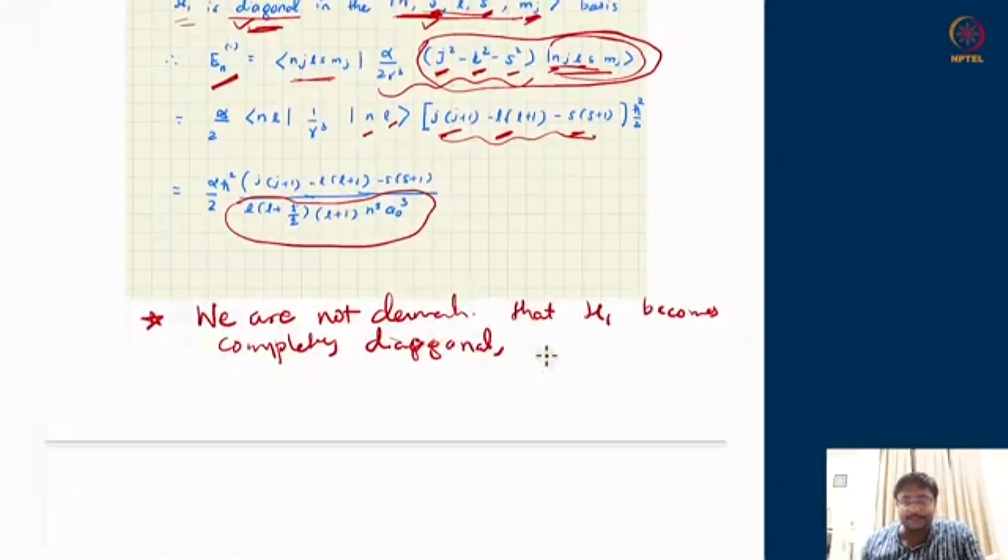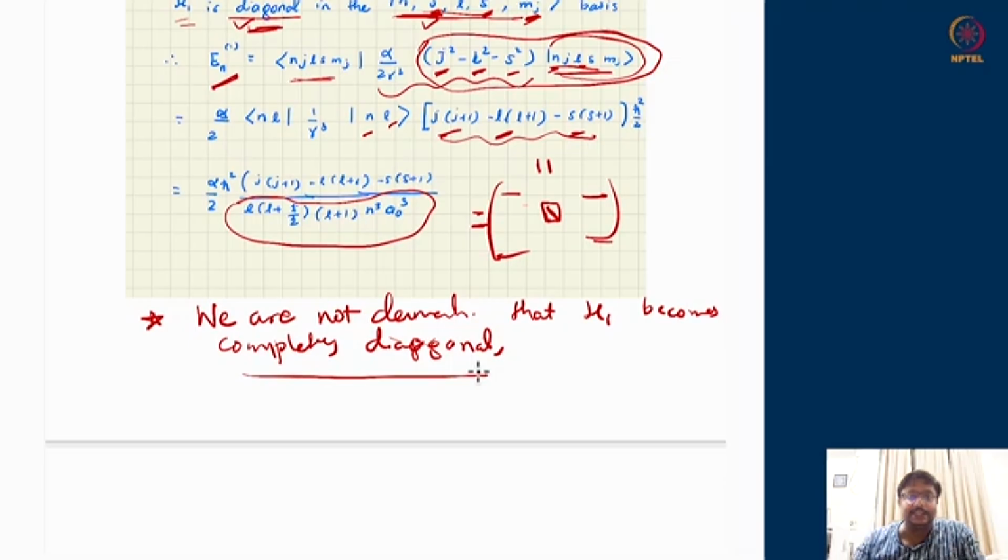For example, suppose two states have the same energy, this and this. The Hamiltonian here should look diagonal, while here and here there could be off-diagonal terms, which can be non-zero. So I'm not demanding H1 to be completely diagonal. We are just demanding that it should be diagonal in the degenerate subspace.